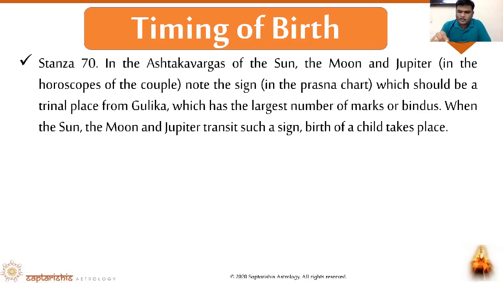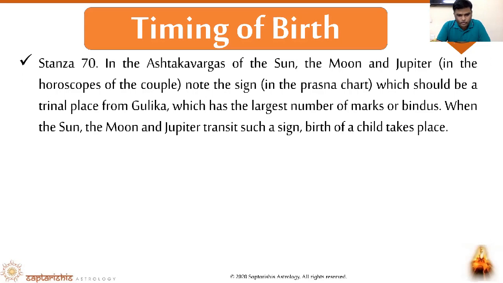And same technique when you check in Chandra Ashtak Varga, in Moon Ashtak Varga, that will give you the day of childbirth. Okay, that's why the author is talking about the Sun, Moon, and Jupiter, three Ashtak Varga. I hope this is clear. The concept of the technique is clear.